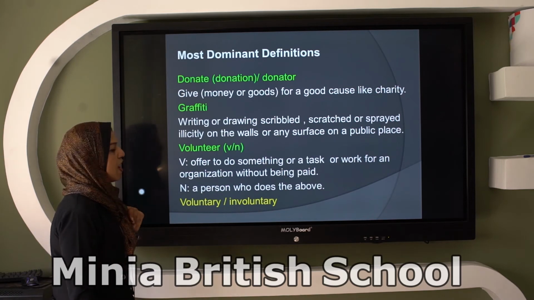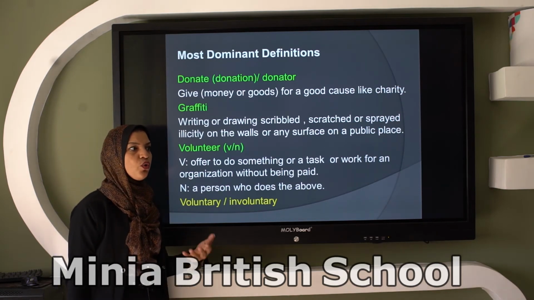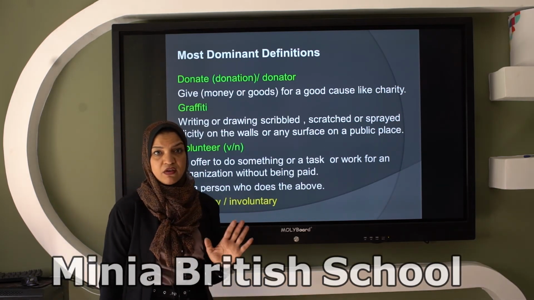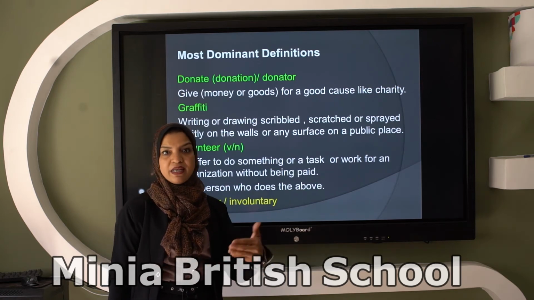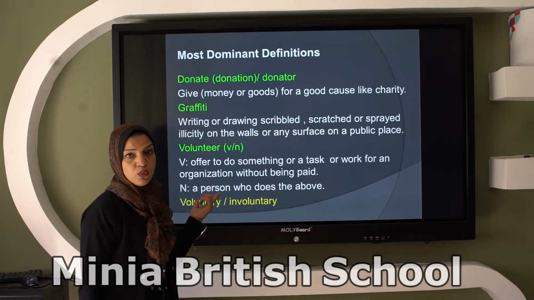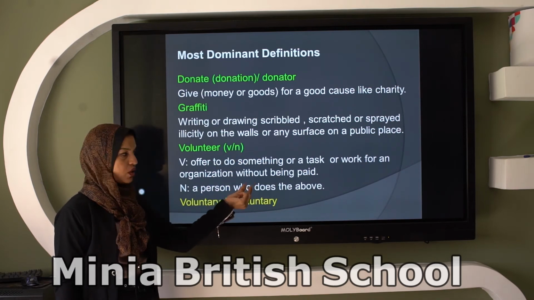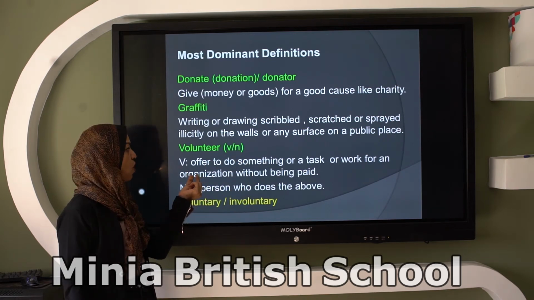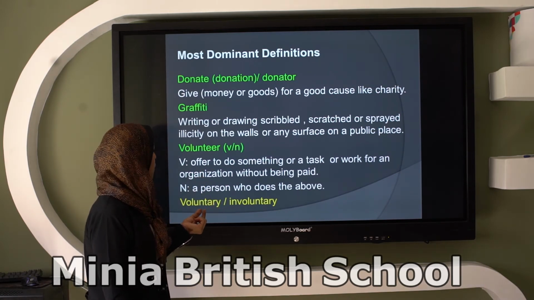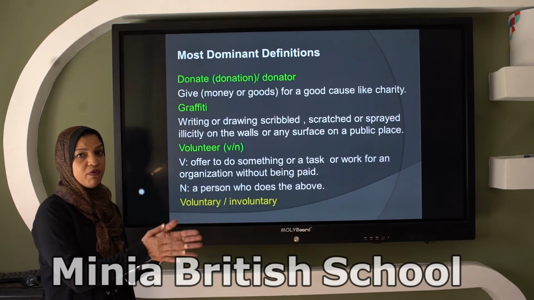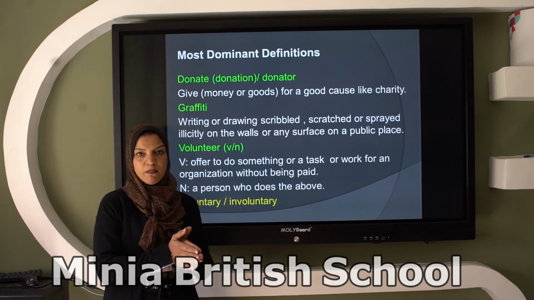Okay, now, a volunteer. A volunteer, as we know it, is the person who works without asking for money. So he works for free. He's doing something for other people as a kind of help. But here we can see that it's a verb as well as a noun. As a verb, it means to offer to do something, or a specific task, or work for an organization, or even for a group of people, without being paid.